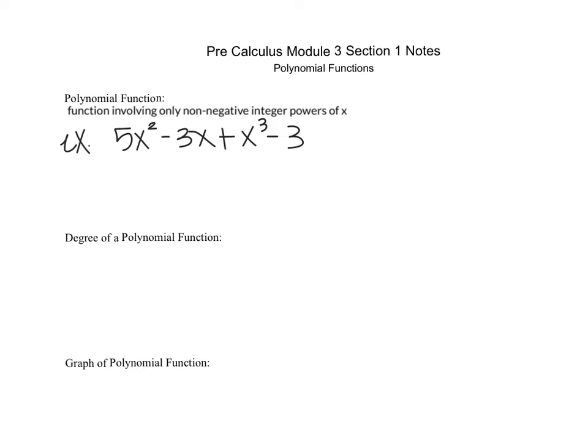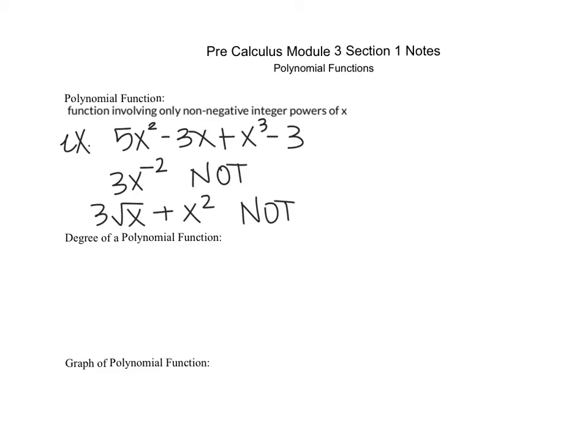On the other hand, if I look at 3x to the negative 2, my variable has a negative power, which means it is not a polynomial. And if I look at 3 square root x plus x squared, even though x squared has a positive exponent, roots technically would be fractional exponents, which are not integers, since integers only involve whole numbers, which means it would also be an example of a non-polynomial. It is not a polynomial.